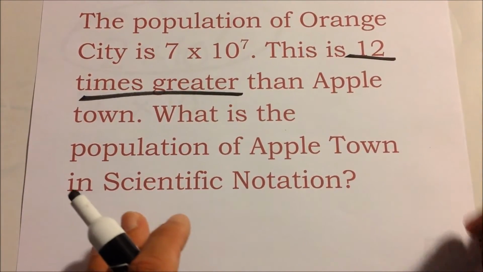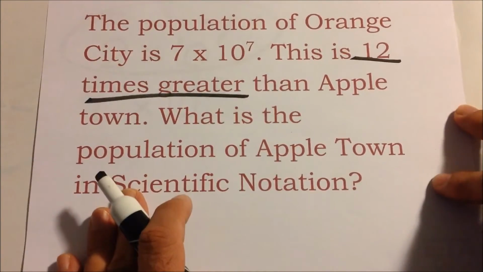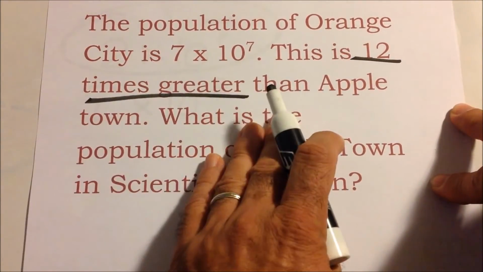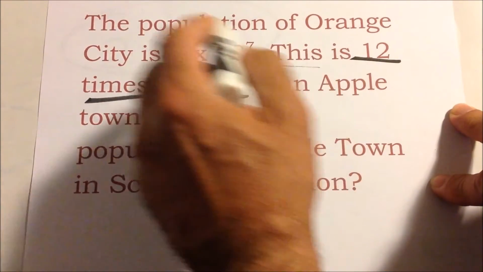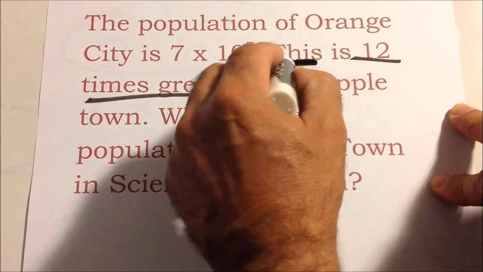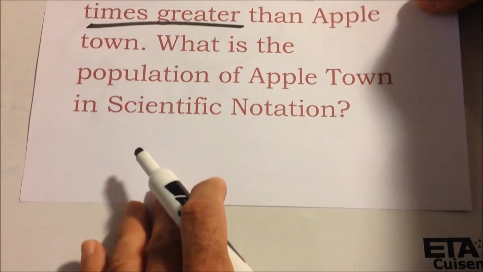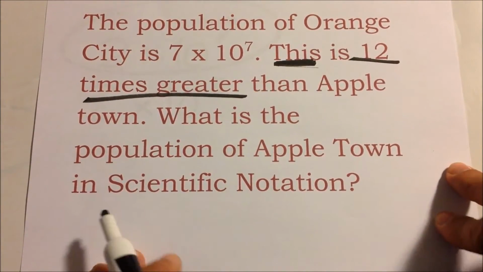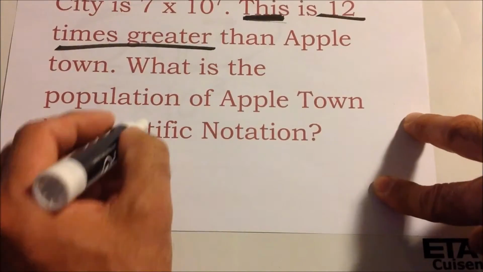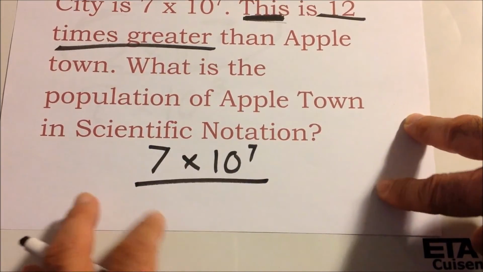So what should we do? If we know Appletown's smaller, we want to divide, right? If we multiplied here, Orange City would be smaller, but we're saying clearly that Orange City is bigger because the population, which is Orange City, is 12 times greater. So we're going to divide here. So let's move this up. First of all, you should look at the question again. Make sure you have it. We want to divide 7 times 10 to the 7th power by 12.